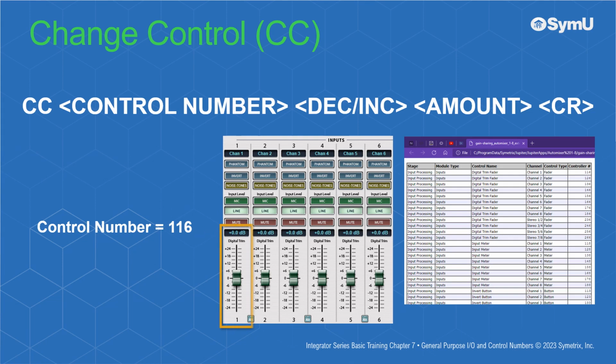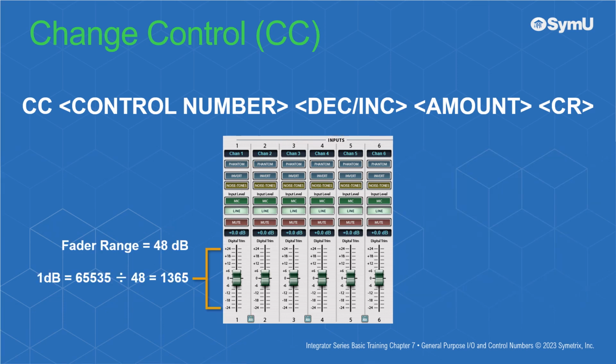In this example, the CC command is used to control the channel 1 digital trim fader of the Gain Sharing Auto Mixer number 1. Next, use the control number to make the fader adjustments in 1 dB increments. For the channel 1 digital trim fader, this is 65535 divided by 48, the total dB range, or 1365. Decimals get rounded to the nearest whole number.